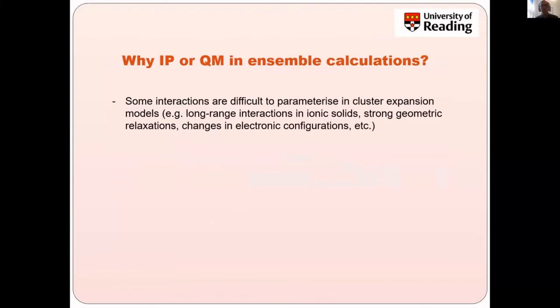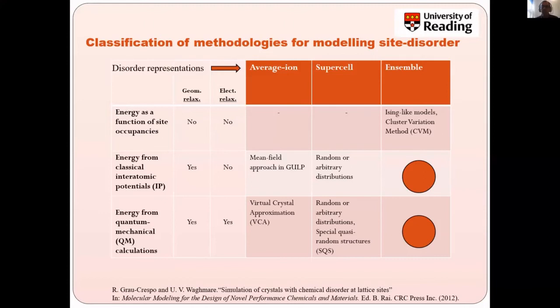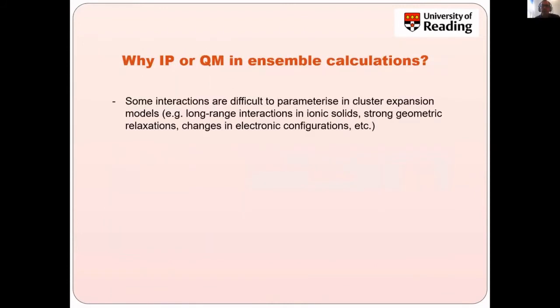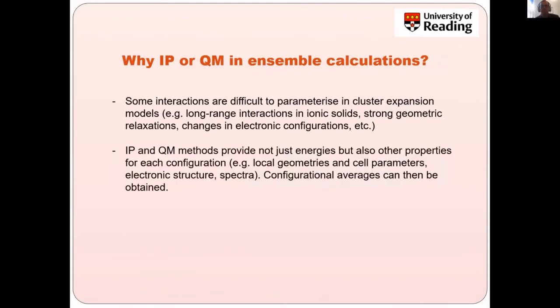Well, first of all, some interactions are very difficult to parameterize in the cluster expansions. I didn't mention it here, but cluster expansions are the typical method that I use to evaluate the energies of ensembles, where, for example, you evaluate the energy based on how many pairs or triads of different kinds you have in a particular configuration. But not all interactions are easy to parameterize in such cluster expansion models. If you have, for example, long-range interactions, or changes in electronic configurations and so on, you often need to evaluate explicitly using quantum mechanics.